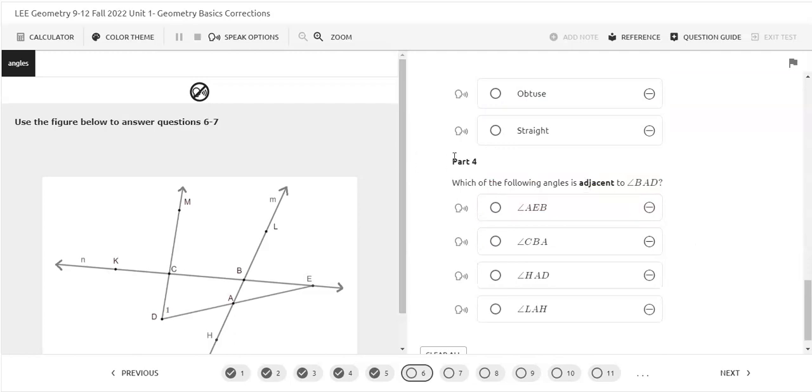Part 4 says which of the following angles is adjacent to angle BAD? So we have BAD. So we definitely want one that has a vertex of A. So we have HAD. They share a side. So that's the one we're going to look at. LAH includes most of angle BAD, apologize.